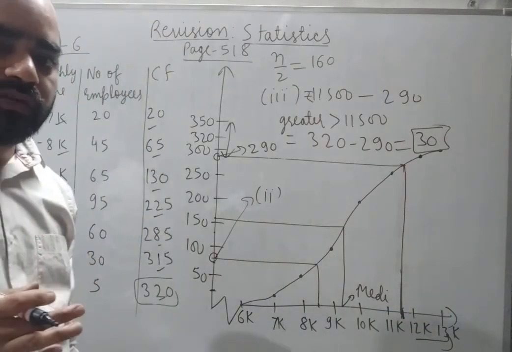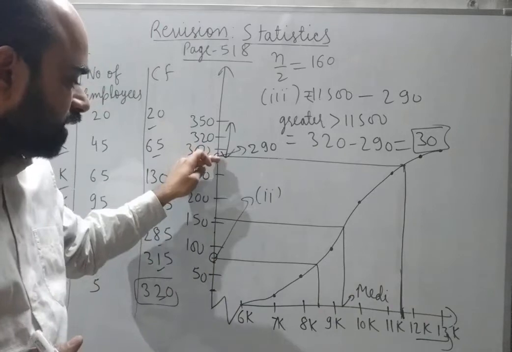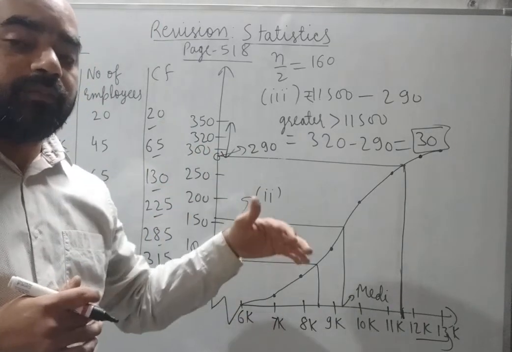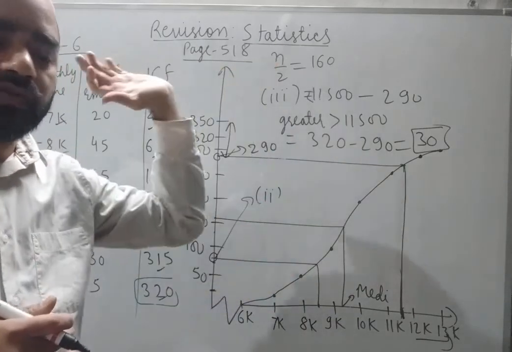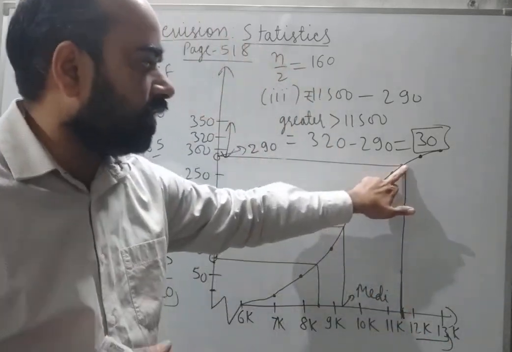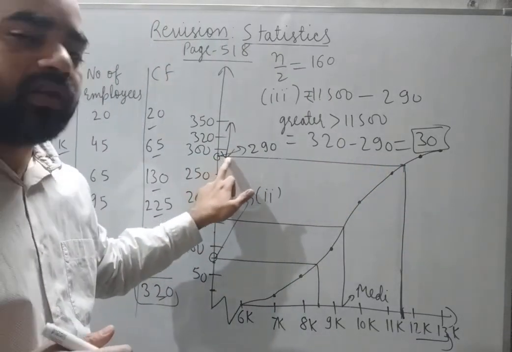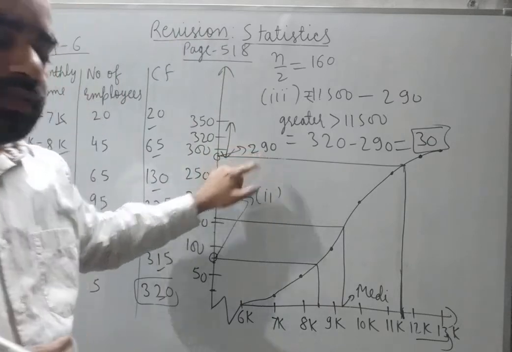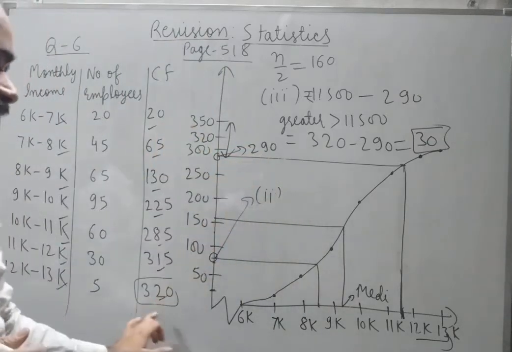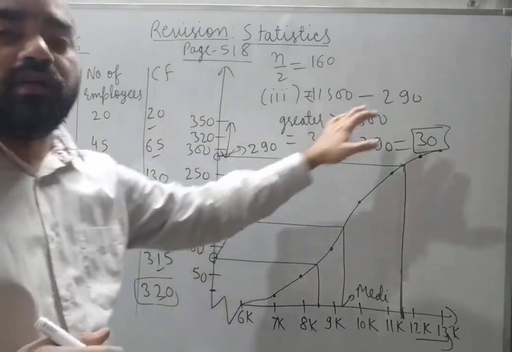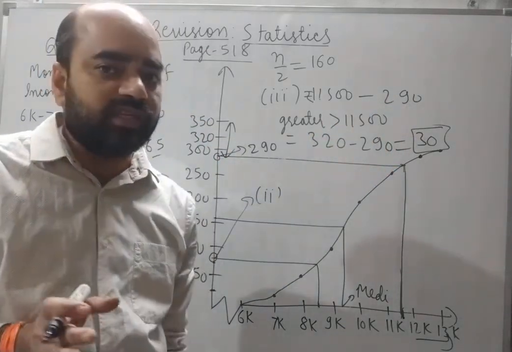How to find this kind of question? For below, no problem, same as we have done in the second part. But in the third part we want the number of employees getting greater than 11,500. It means these two values. From 11,500 vertical, horizontal. We want greater, so we take the difference between the maximum and this value. Maximum is 320, so 320 minus 290. That is the difference, the senior employees.